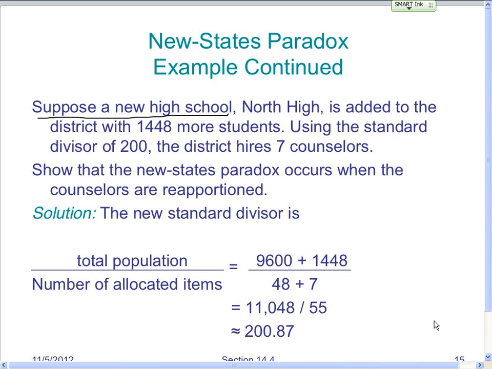We build a new high school. We've got North High. And now North High adds 1,400 more students. So since we need a counselor for every 200 students, that means we need to hire 7 counselors. So the school district does. We now have 7 more counselors. So instead of 48 counselors, we now have 55 counselors because we added 7 counselors. And instead of an original population of 9,600, we got a population of 11,048. So the new standard divisor is 200.87.